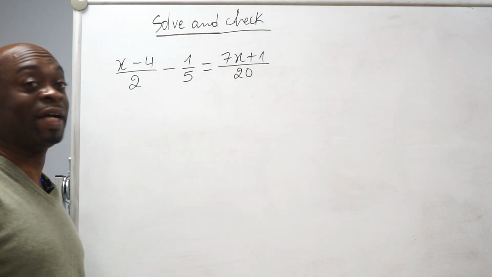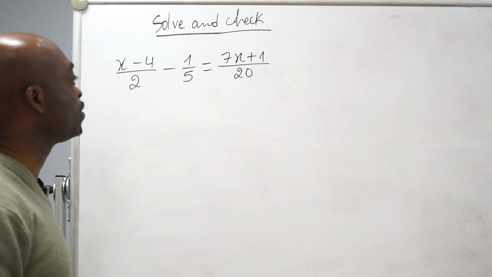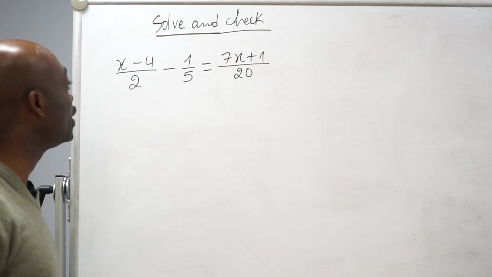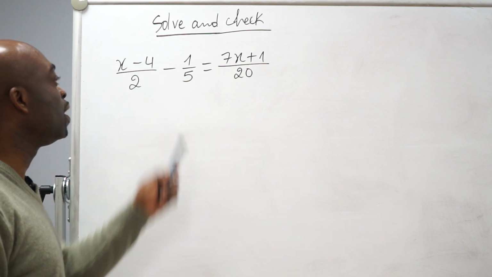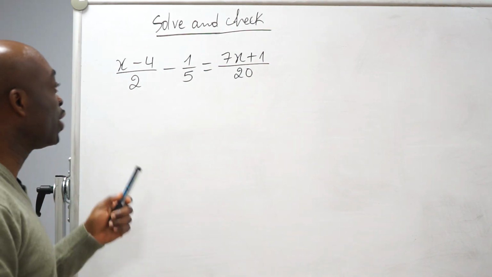Guys, we have to solve and check in this case, okay? So you solve it and check in this expression here, this equation, which is (x minus 4) over 2 minus 1 over 5 equals (7x plus 1) over 20. So here we have fractions.